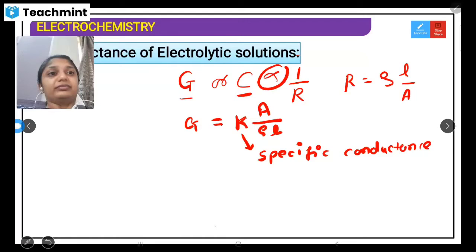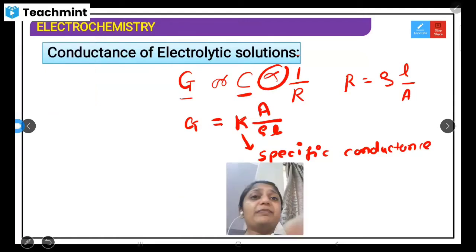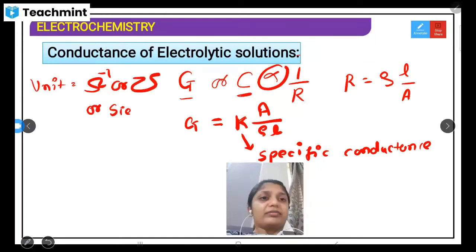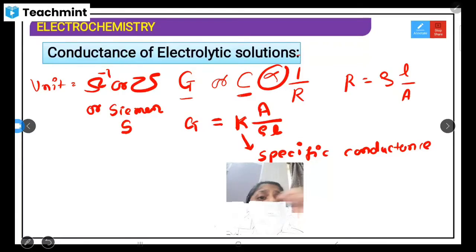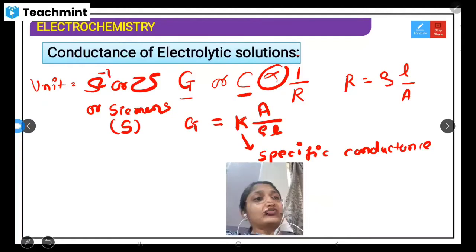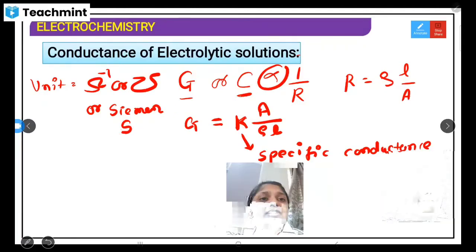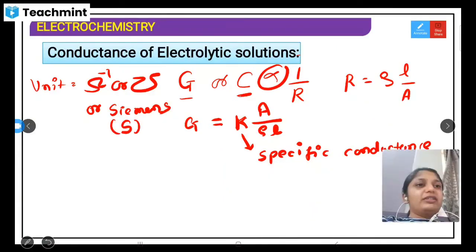Students, conductance is the reciprocal of resistance. So the unit will be ohm inverse, or you can say mho, or you can say Siemens. We represent Siemens by capital S. So writing any one of the three units is fine. Okay, fine students. So finally we have the formula of these also.